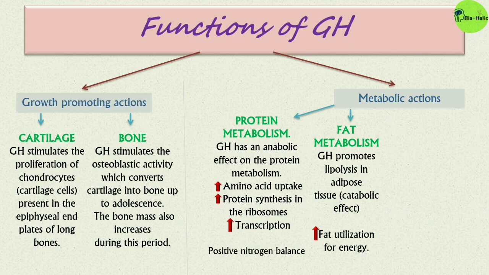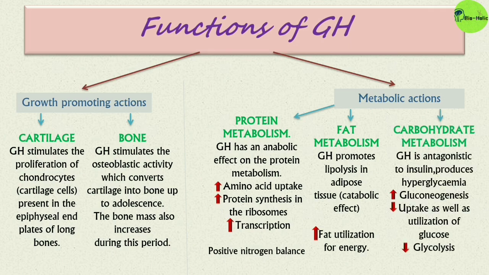And in fat metabolism, growth hormone promotes lipolysis in adipose tissues and also increases fat utilization for energy. And in carbohydrate metabolism, growth hormone is antagonistic to insulin. Therefore, it produces hyperglycemia. It increases gluconeogenesis and decreases uptake as well as utilization of glucose. And lastly, it also decreases glycolysis.